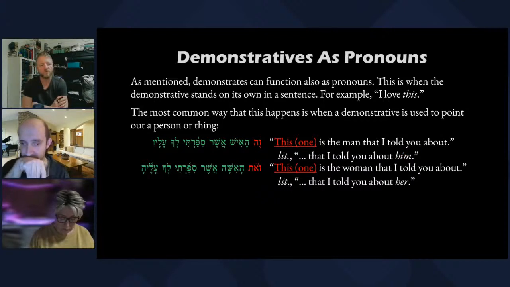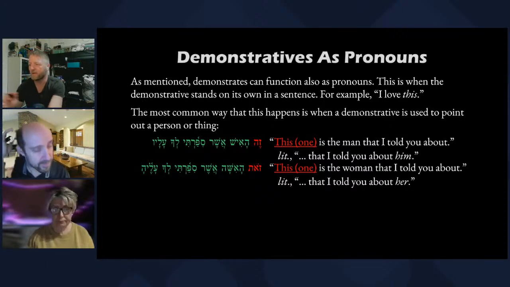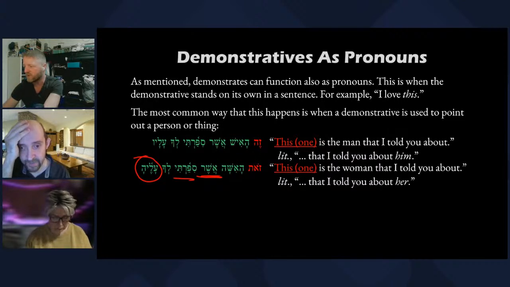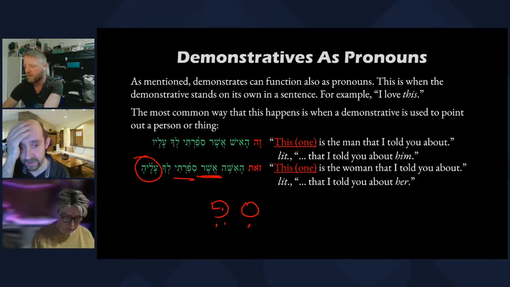All right, so if we go to the feminine, we'd say zot ha'isha asher siparti lecha aleha. Asher is the relative particle. And then we have aleha, about her. So I know we haven't had this verb siparti. Siparti is from safar, siper. It's a PL verb that we're going to go over very soon because it's a very important verb.